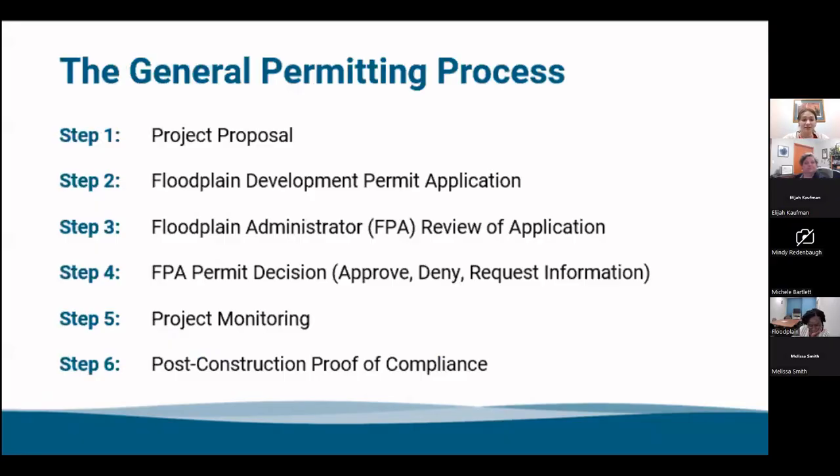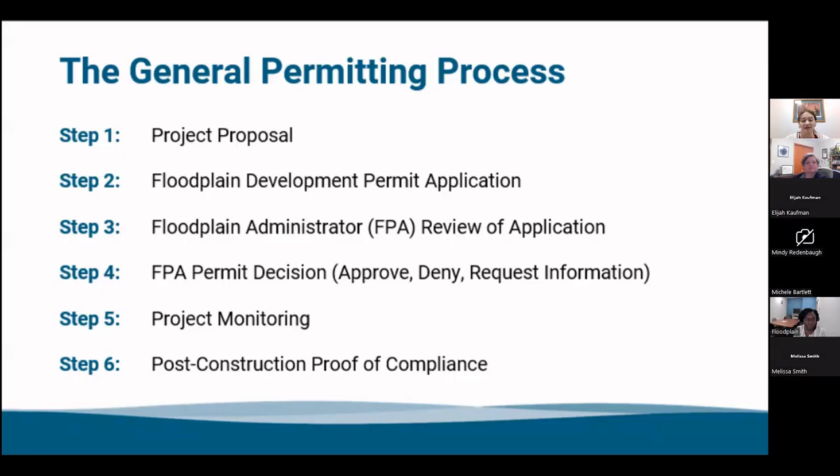of the permitting process. Step 1, there's a project proposal. Step 2, the floodplain development permit application, and pay attention to that word application. This is not just giving the permit and signing off on this development. This is when you give the applicant the application, and they will give you the information on what the project proposal is. Step 3 is when you as the floodplain administrator will review the application. Step 4, the floodplain administrator will make a decision on the permit, whether they're approving, denying, or requesting more information.